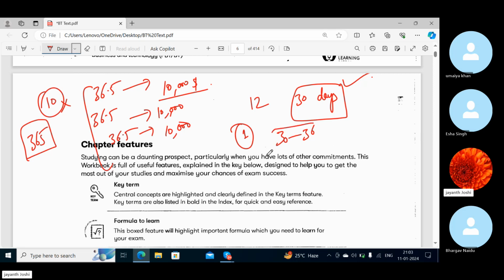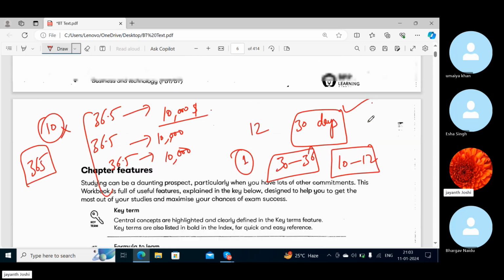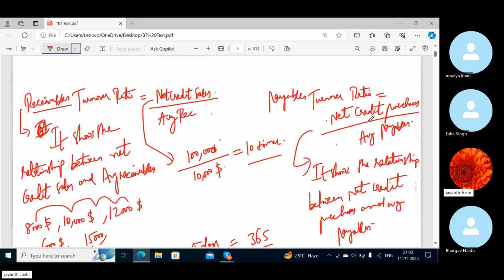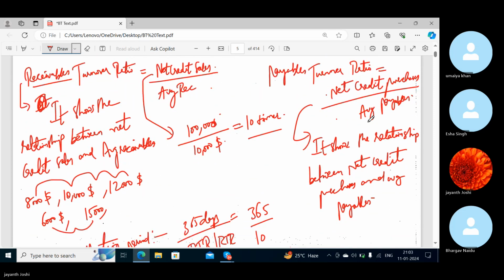So 30 to 36 days and 10 to 12 is the ideal receivable turnover ratio. Okay. So please go through this concept. If you have any doubts in your mind, you can ask me. I'll go for the payables turnover ratio then. You ask me, I'll scroll it down.